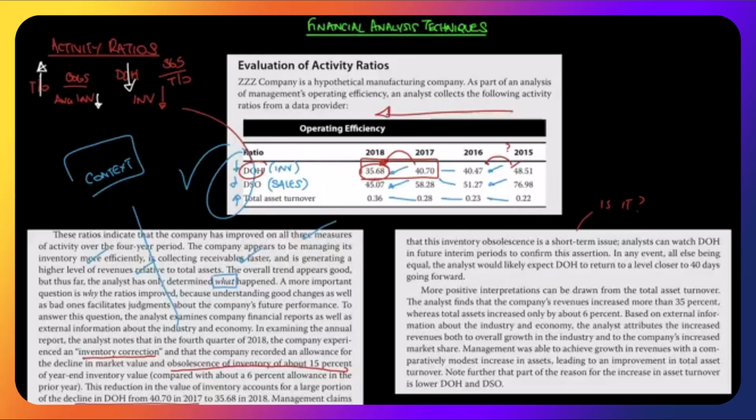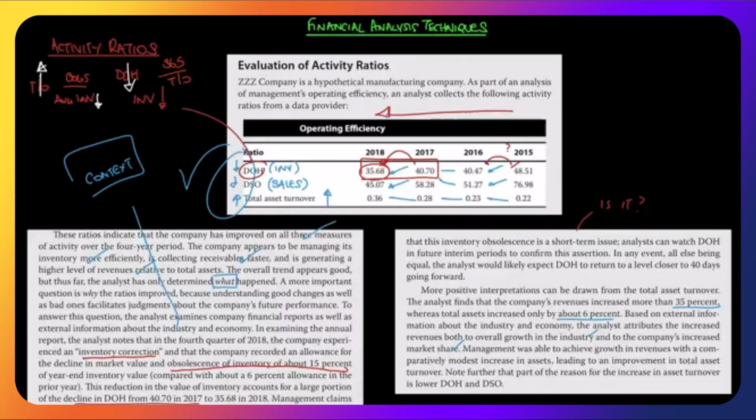Total asset turnover, what did they find out about that? Positive stuff. Company's revenues increased more than 35%. Total assets increased by only about 6%. Denominator up by 6, numerator up by 35. That's why your total asset turnover is increasing. Attributes the increased revenues to growth in the industry. Good news. And the company's improved market share. More good news. Management was able to achieve growth in revenues with a comparatively modest increase in assets. Great news. Leading to an improvement in total asset turnover.